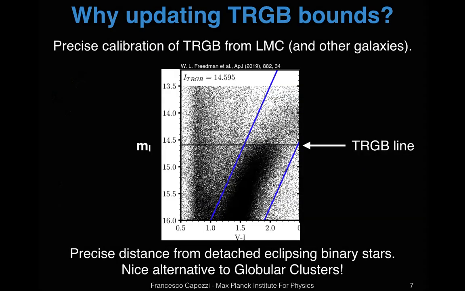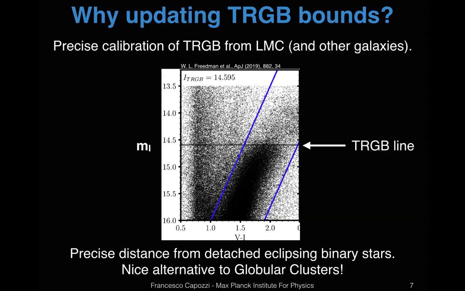Another reason why we want to update these bounds is the following. As I told you before, people have mostly focused on the globular clusters, but red giants are present also in other galaxies, like for instance, the Large Magellanic Cloud. This plot is showing the color magnitude diagram for the Large Magellanic Cloud, where you can see that this black band going to the top right corner is exactly the red giant branch stars.